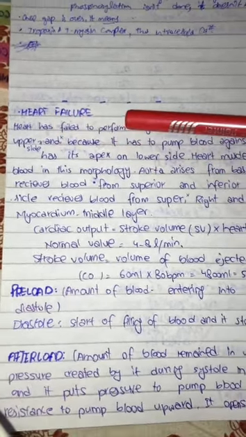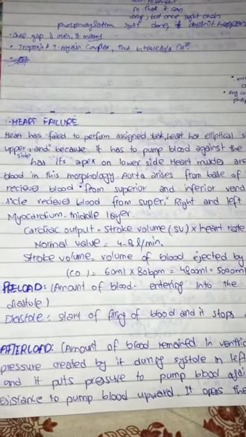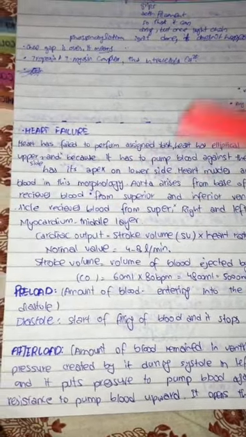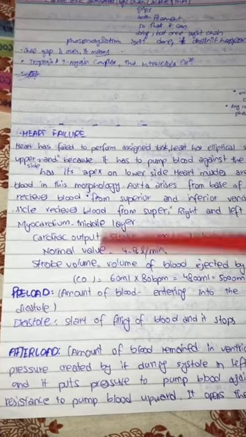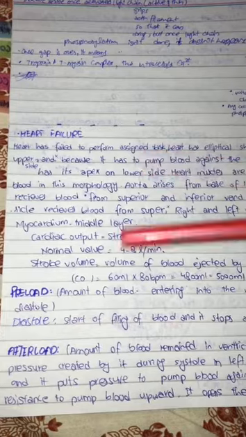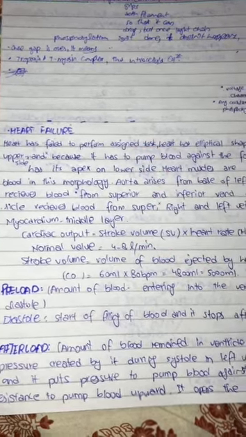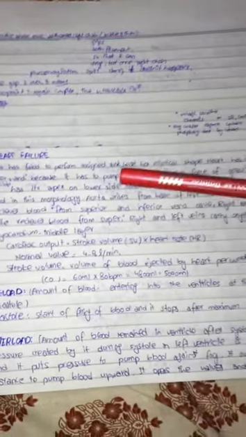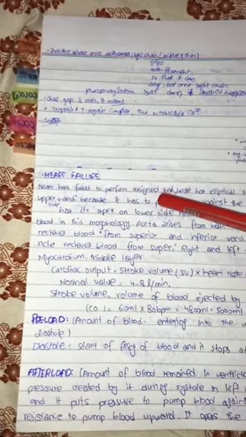What is heart failure? It is defined as the heart having failed to perform its assigned task. What is the assigned task of the heart? It pumps blood all over the body in all the blood vessels, so that oxygen and nutrients can reach each organ, so that it can grow properly and act as a functional organ. So heart failure means the heart has failed to perform the assigned task.